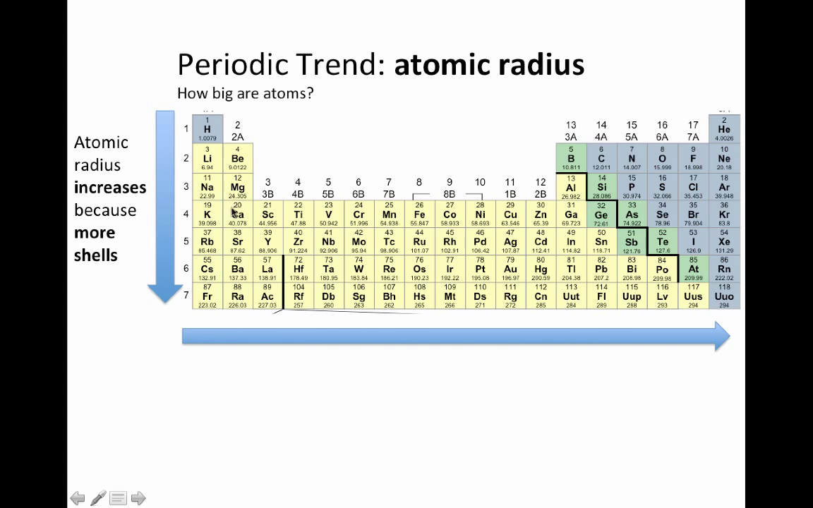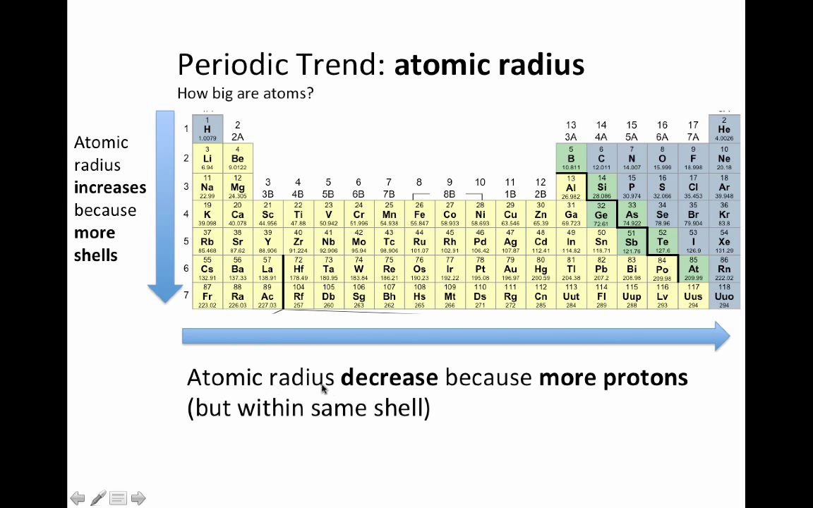And of course, the electrons are attracted to the protons, and so you have a larger and larger positive pull as you go from left to right, and that means that the atomic radius will decrease because more protons, more positive charge, pulling in those negative electrons more closely.